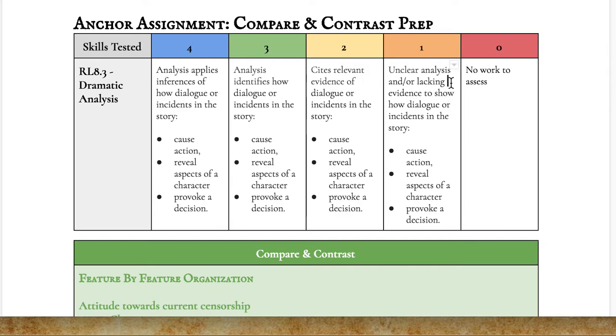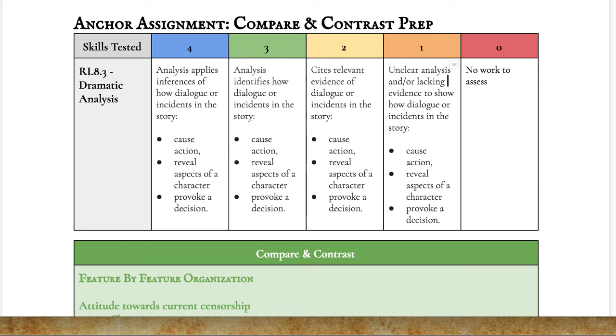And then a 1 is like, we're not really sure what you're saying or how it connects to the question, but we see that you gave it an attempt, and there's some kind of dialogue or something talking about the story, but it doesn't really link back to this question in any way that is understandable.